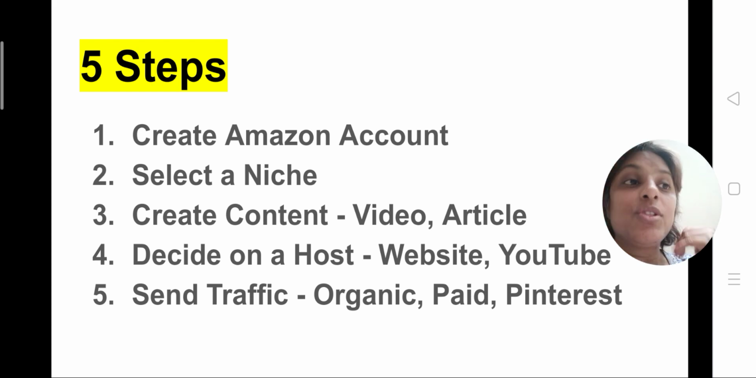Paid is you can use YouTube ads, Pinterest ads, Facebook ads to get traffic to your website and offer. And Pinterest marketing, I have a special series going on. Please do check that out. All the links should be in the description. So these are 5 steps you can use to create passive income from Amazon using affiliate marketing.